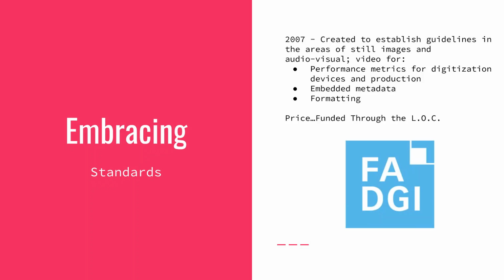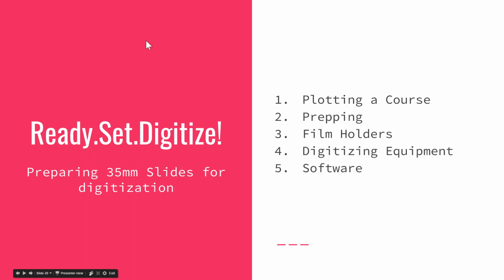They use a star system from 1 star to 4 star, where 4 star would be the highest quality, 1 star would be the least quality. And there's some guidelines there, and there's a lot of factors that you may not want to worry yourself with as you look for your practices for 35 millimeter scanning. However, there are many areas that I do believe you'll find to be useful. In fact, we'll touch on them in just a moment later. So, with all of those factors, we're ready, set, and let's digitize.